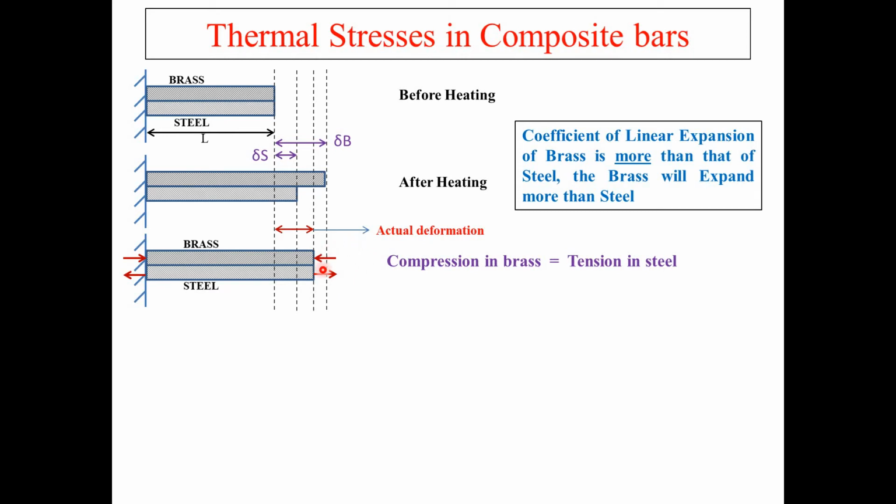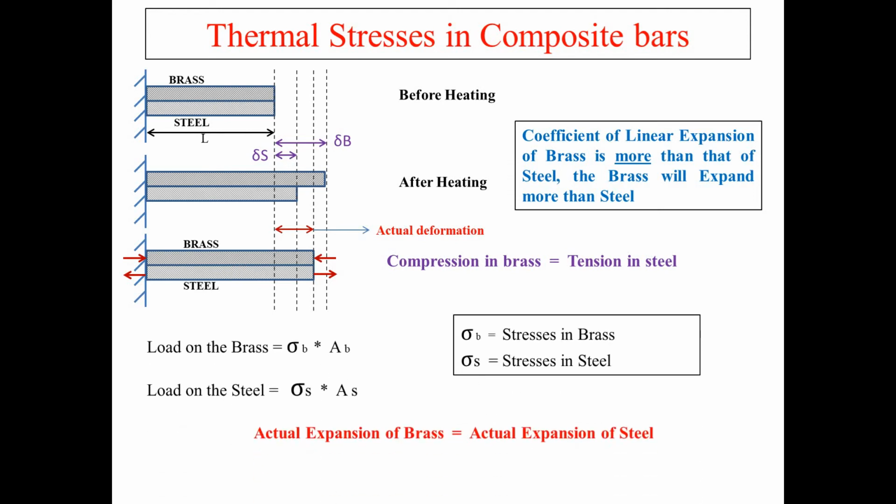Because of that, we have the actual deformation. So this is the actual deformation considering the composite section. Now, for the calculation purpose, we take the actual expansion of brass equal to the actual expansion of steel. Let us take the case of load on the brass: load will be equal to stress multiplied by the area. Load on the steel will be equal to sigma s multiplied by the area of the steel. So the stress in the brass bar is sigma b, and the stress in the steel is sigma s.